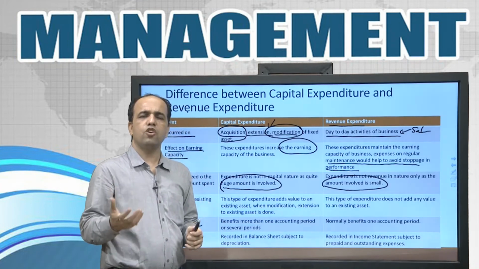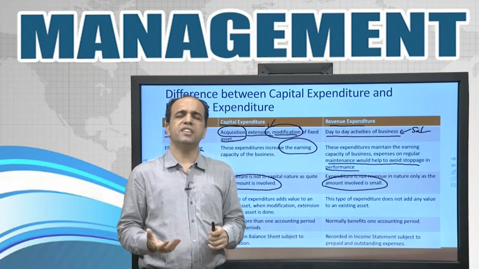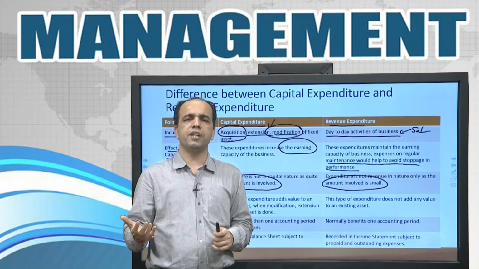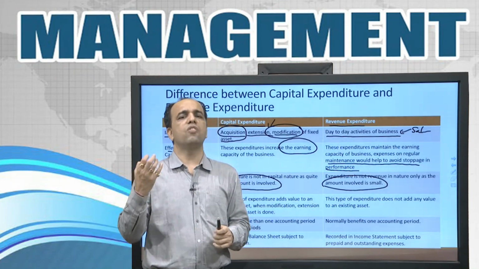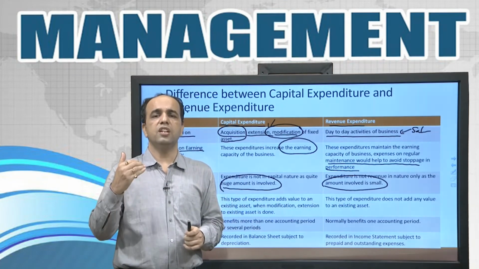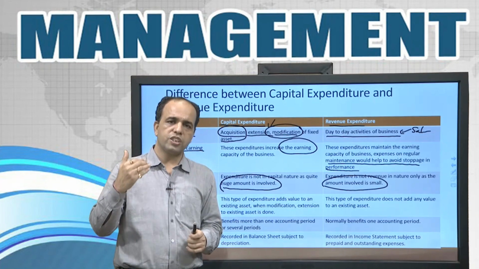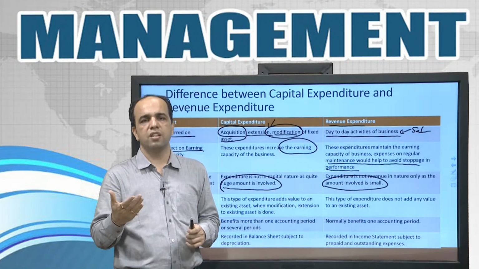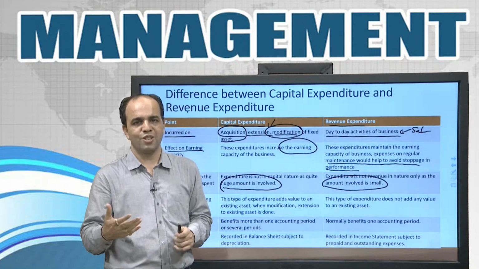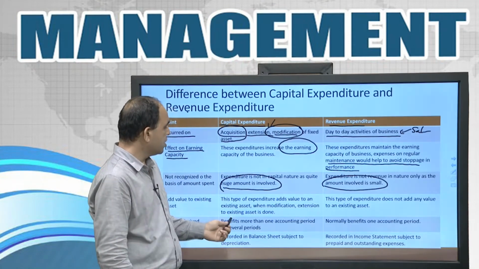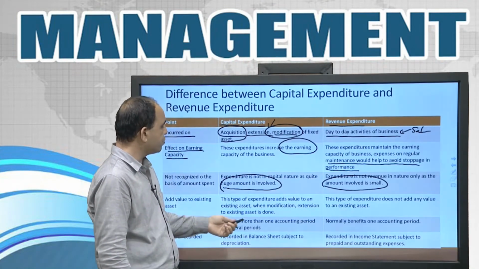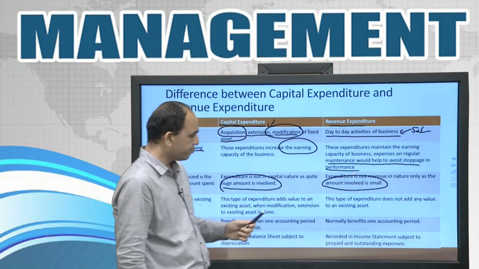Friends, it is very logical also. When we purchase any assets, either it is land and building, plant and machinery, furniture or fixtures, the usage is for more than 1 year or rather several years. So, capital expenditure always benefits more than one accounting period.